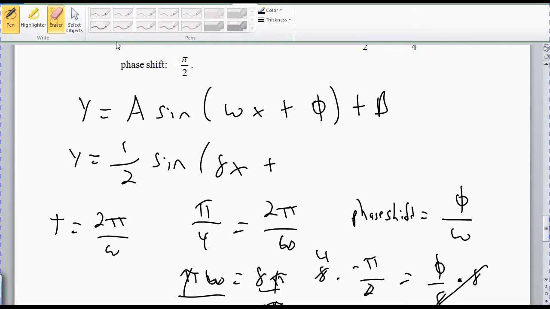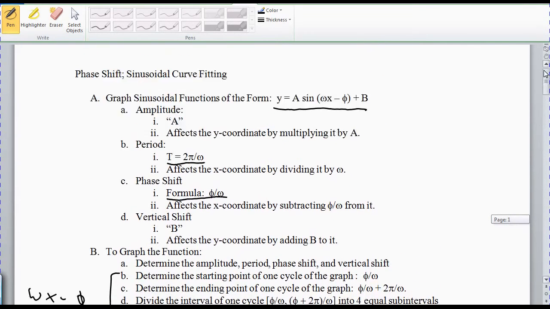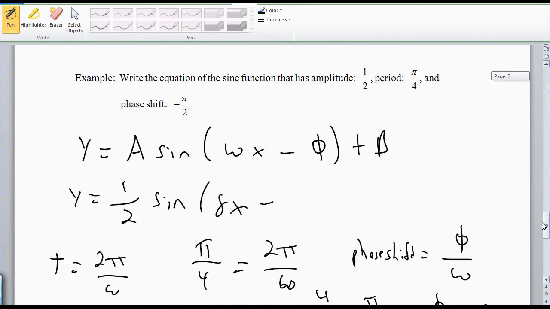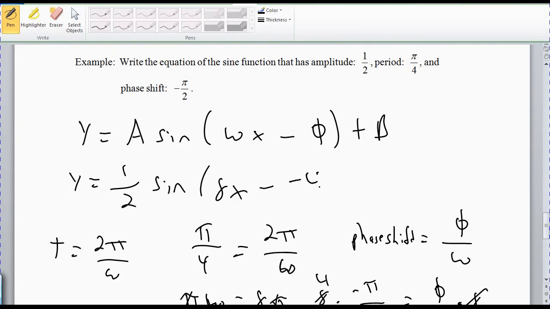Now I did make a mistake, because that's actually a minus sign. So it's going to be minus. By the way, in case you're wondering how I knew that, well, I memorized it for one thing. And plus, it's given. So negative 4 pi is your phi. Drew the line wrong. I don't need that line. And then we don't have anything about b, so it's just going to be 0.